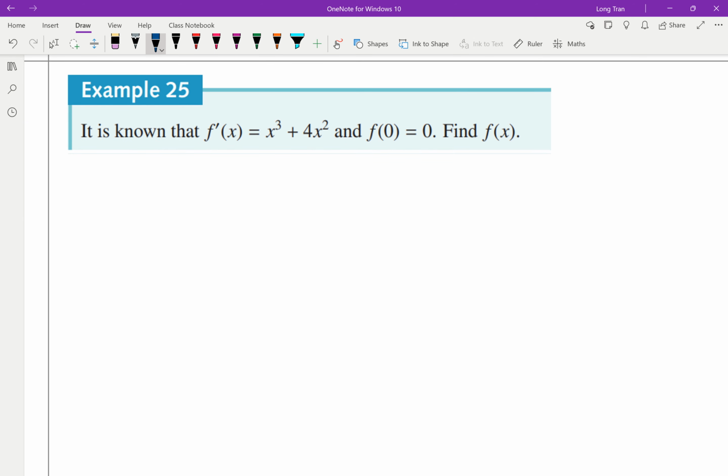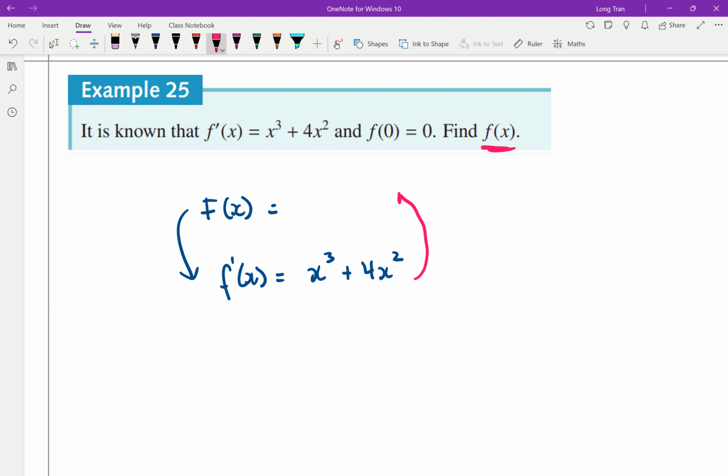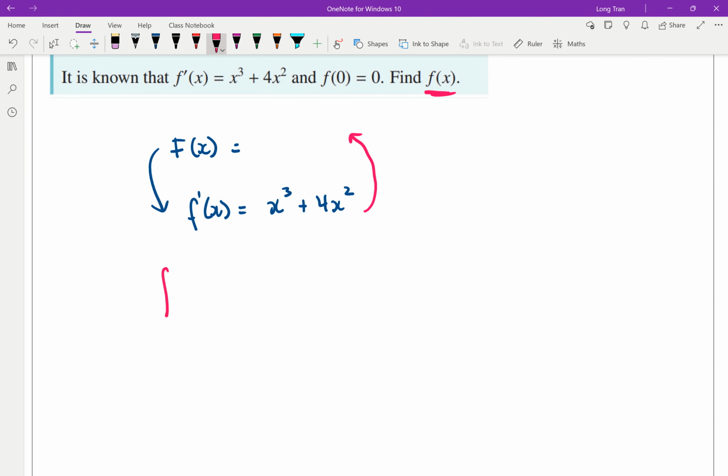Same idea. Let's say, how do we do example 25? Example 25. Notice I'm using a capital F for the function. I know the derivative gives me x cubed plus 4x squared. So the derivative of whatever this function is, I don't know, but it gives me this. What we're doing here is trying to find what the original function was. We know that we can antiderive to go back. So I'm going to now antiderive x cubed plus 4x squared dx.